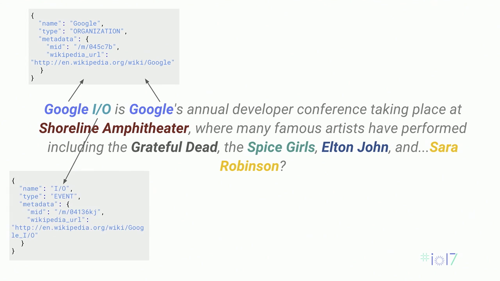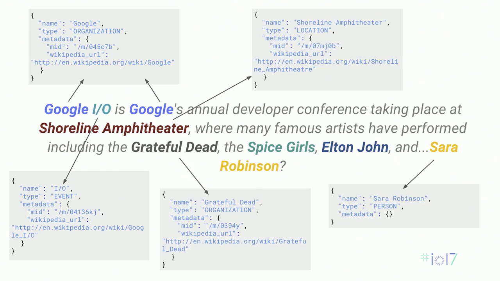We can see it correctly identifies I/O as an event. And then we can see the response for some of the other entities here. What you'll notice is that my name is still returned as an entity, even though I don't have a Wikipedia page yet. So if you have entities in your text that might not have associated metadata, the API will still be able to extract those as key terms and give you a response. It'll just have an empty metadata object. So that is entity analysis.